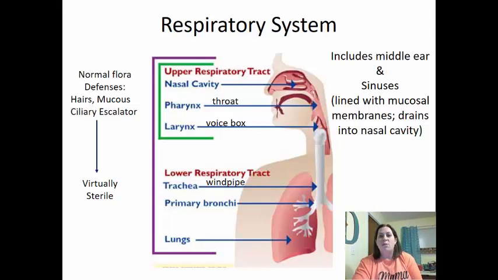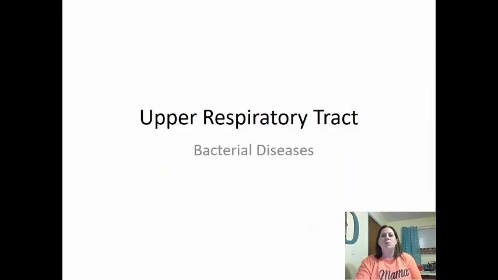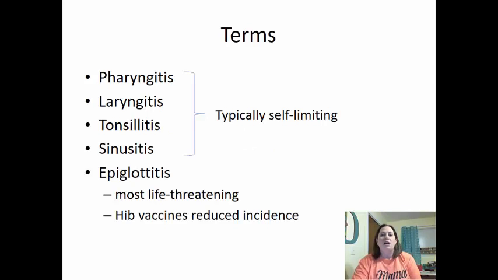Now, this is going to continue as we move down the respiratory system until we get to a certain point. Okay, and this is what's going to cause it to virtually be sterile. So we're going to look at the upper respiratory tract bacterial diseases first. So if you recall, when we add itis to the end of anything, it means that it's dealing with inflammation. So we have what we call pharyngitis. This is going to be inflammation of the throat.